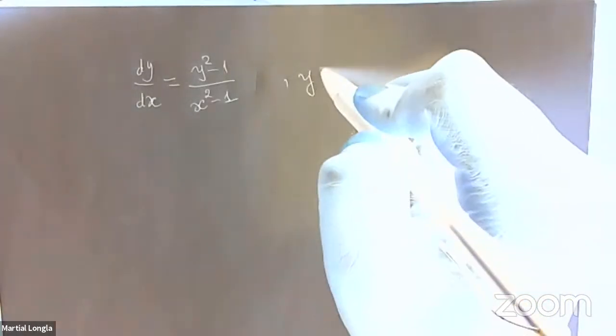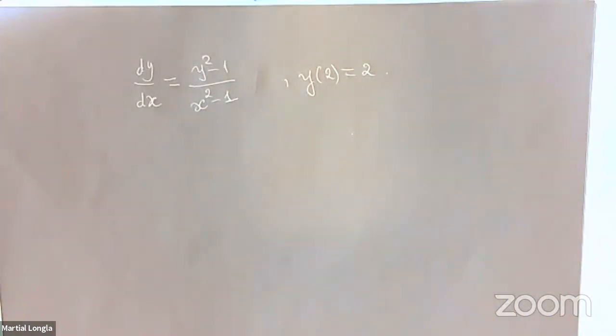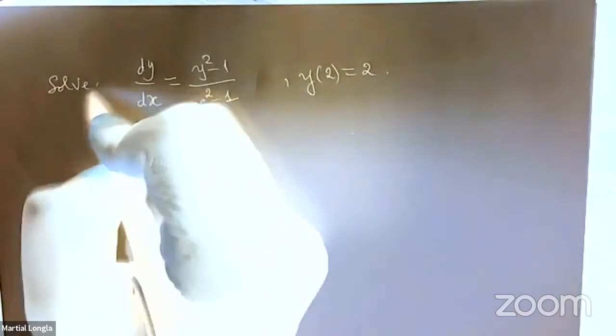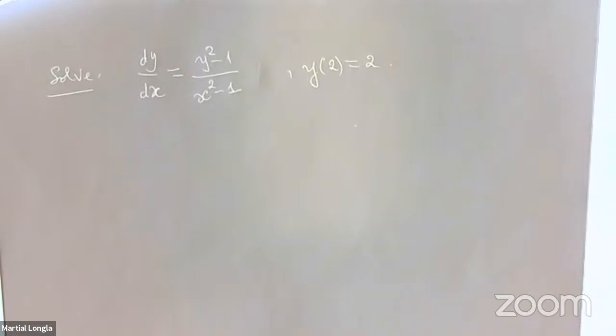And then in this problem, it says y of 2 equals 2. So the initial values are given. And again, the first step is you separate the variables, and then you integrate in the second step.